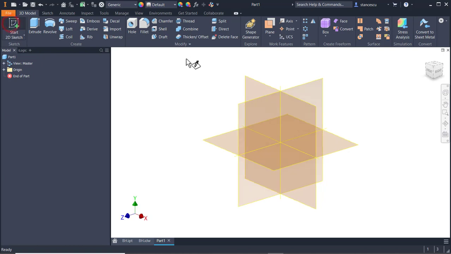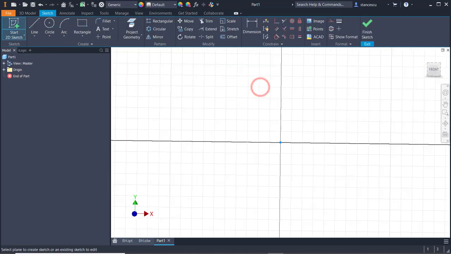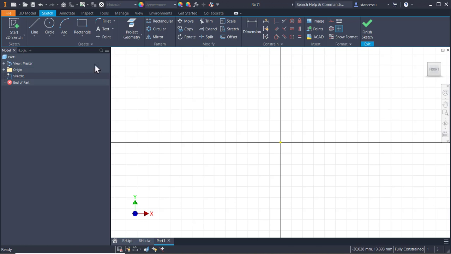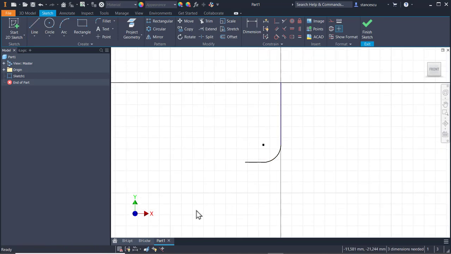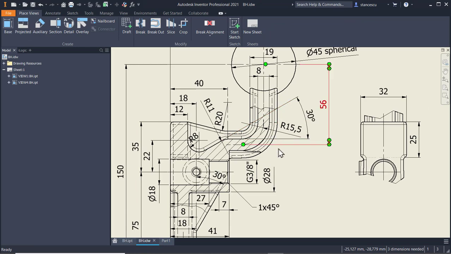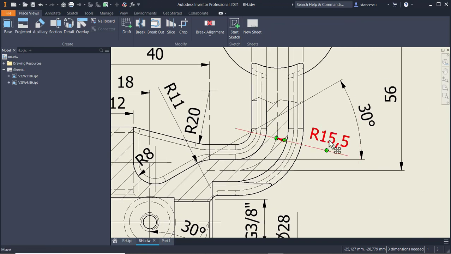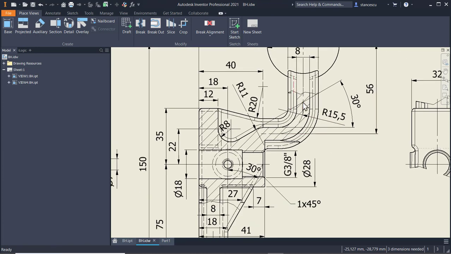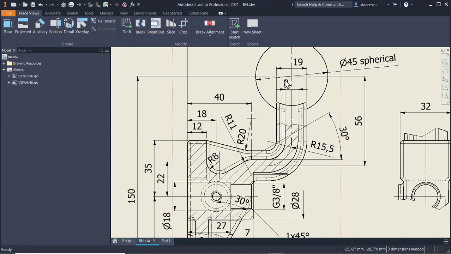In the plane XY, we draw a line, then an arc, a quarter, and a horizontal. This radius, if you take a look here, is 15.5. And the distance from the center point, this will be the center point, is 56.